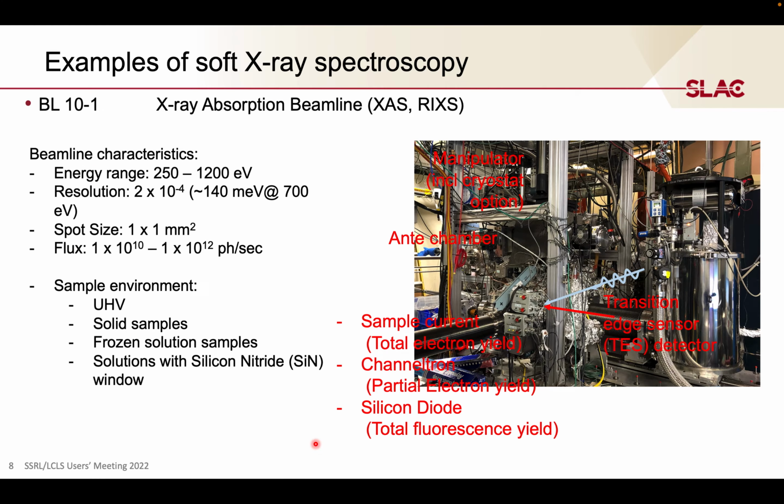So let's start with beamline 10.1. It's a soft X-ray beamline. It can do X-ray absorption and it can do RIXS. Here's a picture of it. The photons come in here from the right, around where the blue line is. This here is a chamber. Of course, everything is inside the chamber.